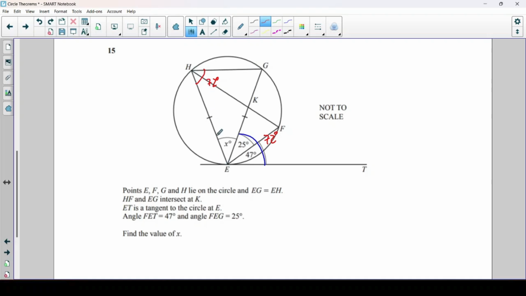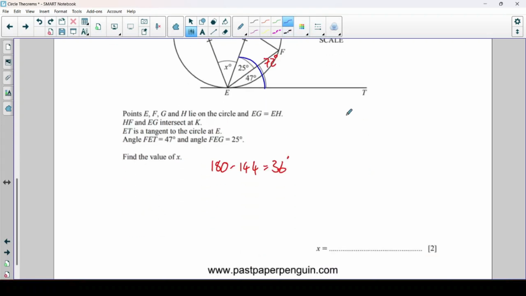Now it's important to spot that this is an isosceles triangle because those two sides are equal. So this one is also 72 degrees. And then to find X, I'm just going to use angles in a triangle. So I'm going to add those two up. 72 add 72 is 144. And I'm going to subtract that from 180. 180 take away 144 is 36 degrees. So X is 36.